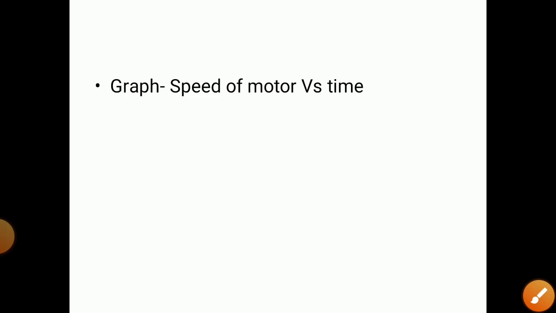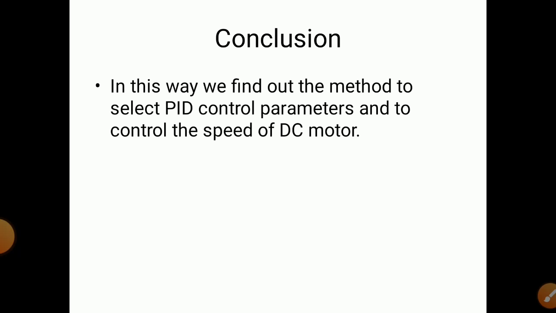After that you should plot the graph between speed of motor and time. From this experiment we reach the conclusion that in this way we find out the method to select PID control parameters and how we can control the speed of DC motor. This we understood. So thank you so much friends for watching this video. Thank you.